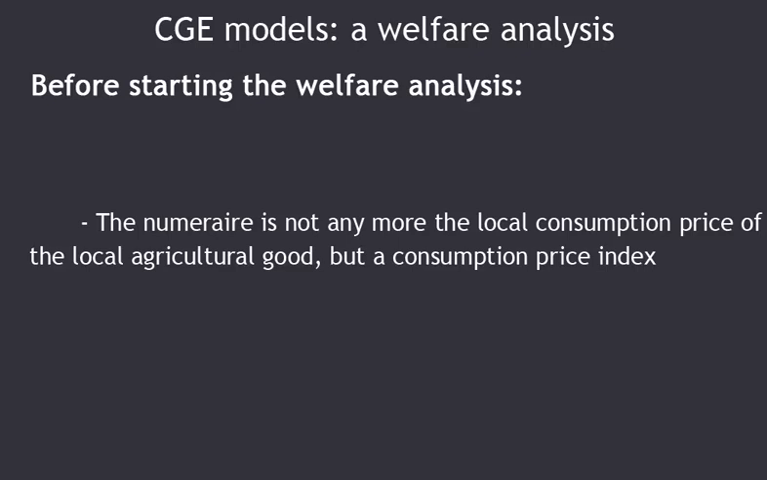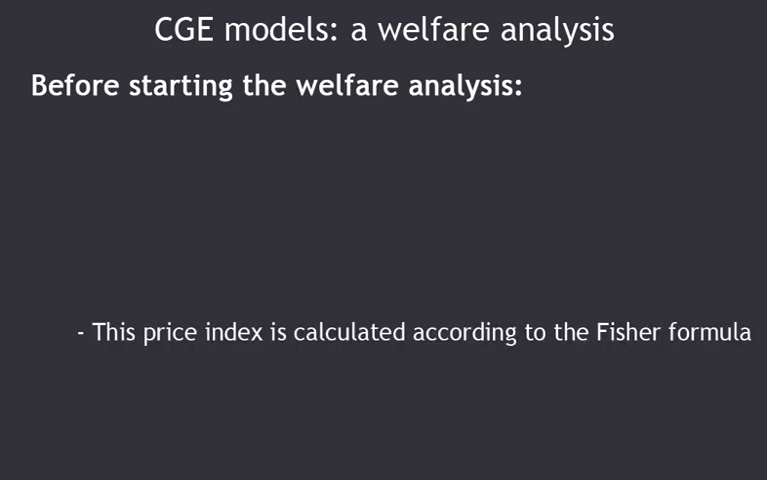Many modelers adopt this solution. Indeed, why take one good rather than another as the numeraire? By using a price index as a numeraire, one protects oneself against the criticism of an arbitrary choice of good. Let us note that this price index is calculated according to the Fisher formula, that is to say, a geometric average of a Laspeyres index and a Paasche index. You can do a little bibliographic research if you have trouble remembering those index problems.